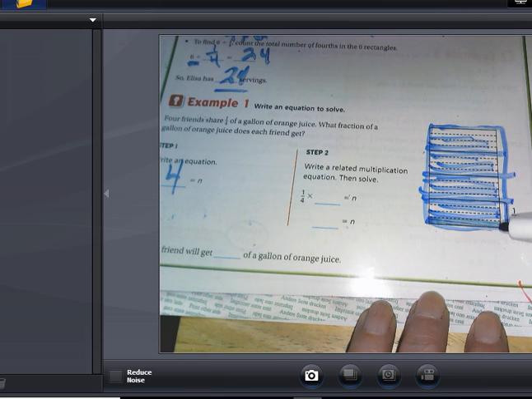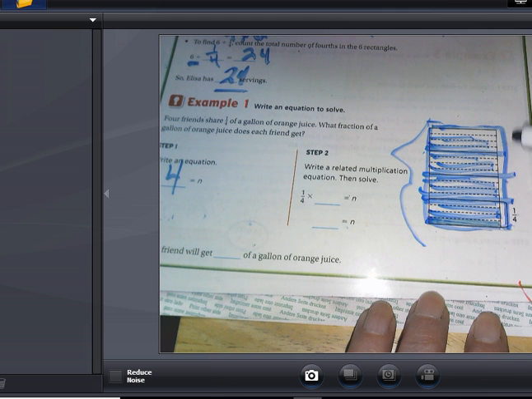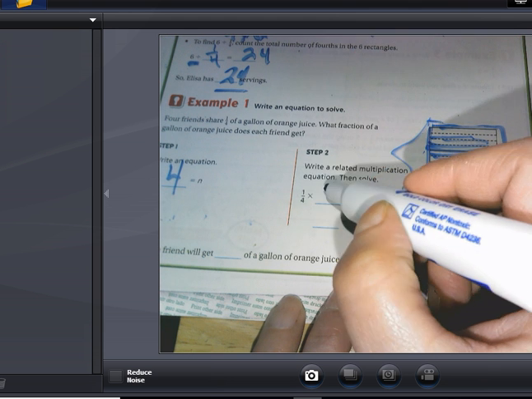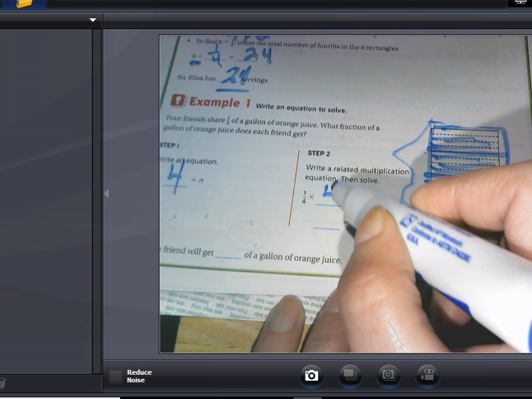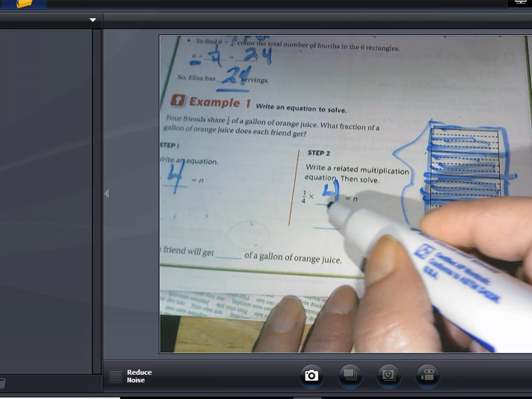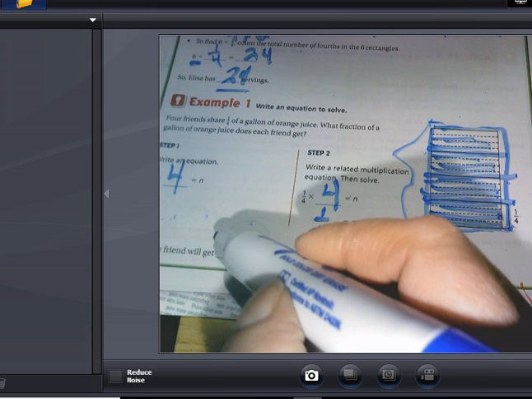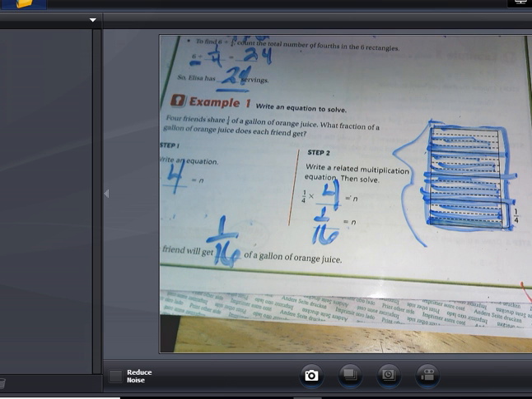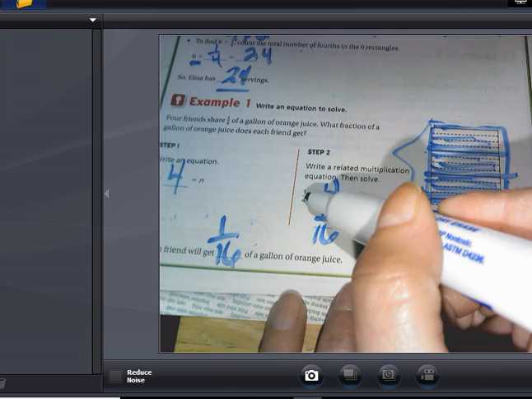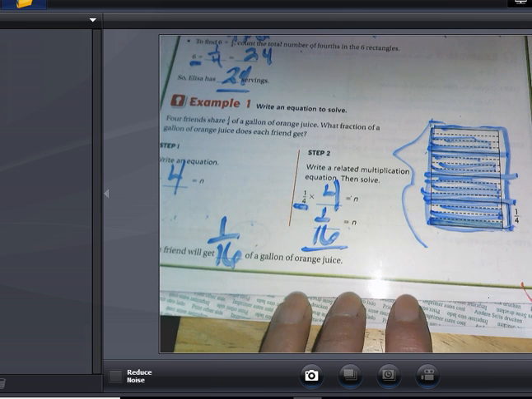Everybody got 1 out of how much of the whole thing? Well, 4 times 4 is 16. So I know that 1/4 times 4 equals 1/16. So everybody got 1/16 of the 1/4 of the gallon of orange juice that was left. If you noticed, I started with my dividend as a fraction and I ended with a fraction. All right, let's move on.